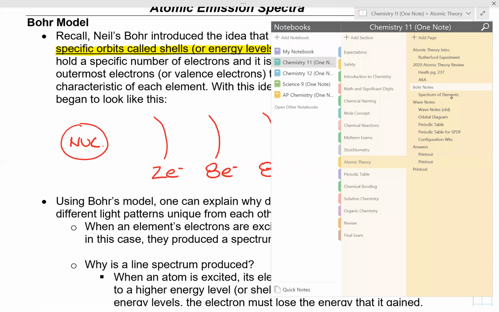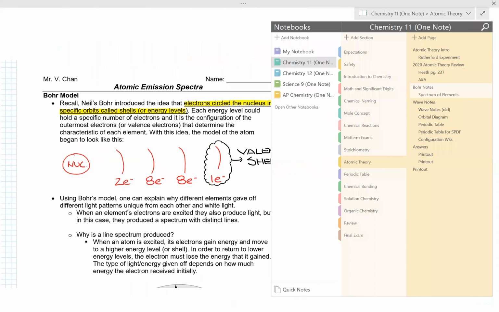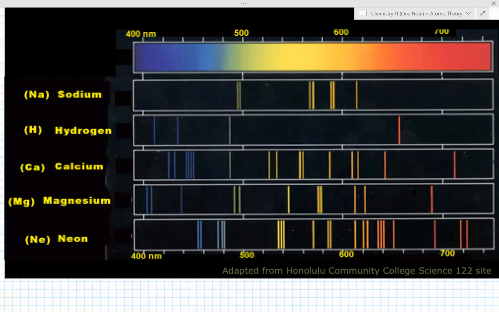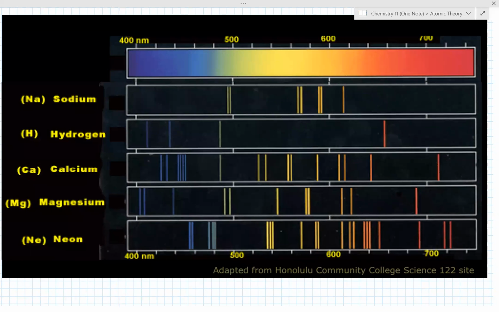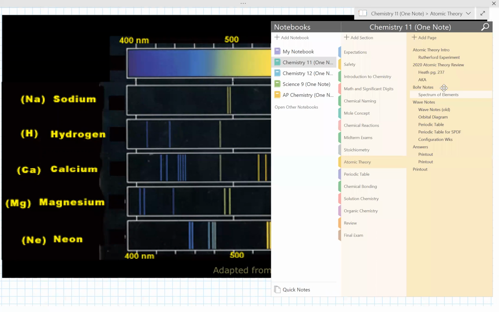I don't know if your teacher showed you this last year, but if you were to look at the spectrum, you notice sodium, hydrogen, calcium, magnesium, neon, they have distinct lines which are unique from each other. So let's say for sodium, you have a lot in the yellow spectrum, but not very much in the red. Compare that to neon. So the question is, why are there distinct lines? And this goes back to the idea of the Bohr model.